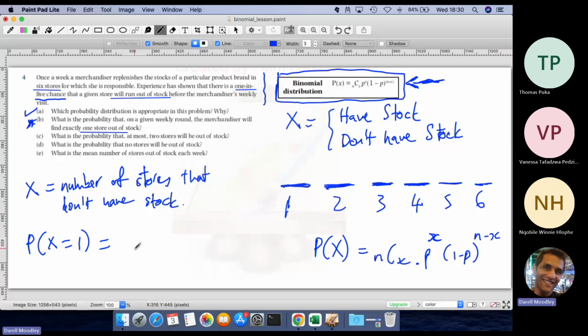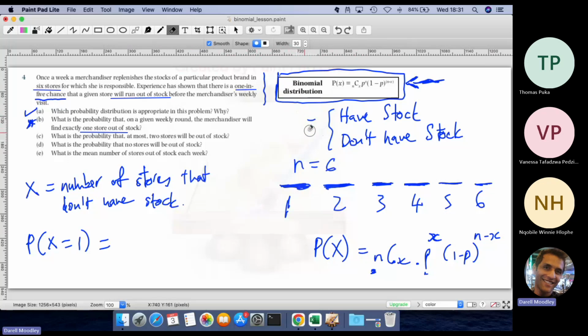Now, in order to use this formula, we need to know what n is. You don't need to know what C is. C is in your calculator, it's just a function. There's n and there's p. Now n is the number of trials. Basically in this problem, it's the number of stores, and there are 6 stores. So your n is 6.